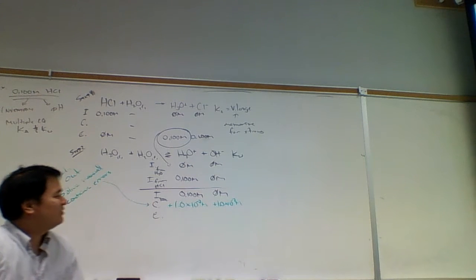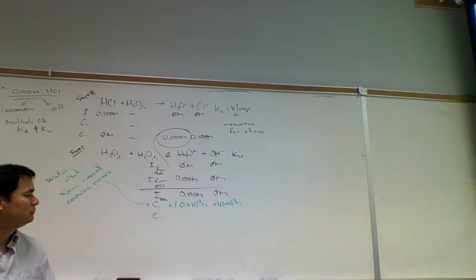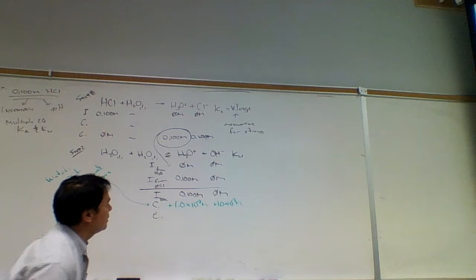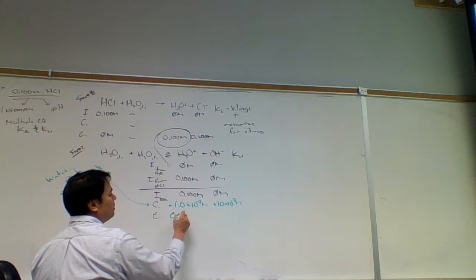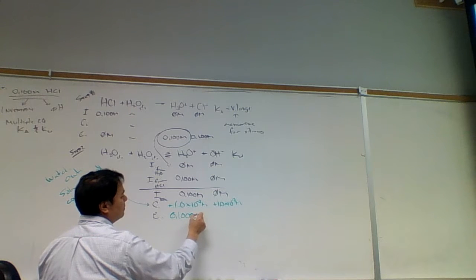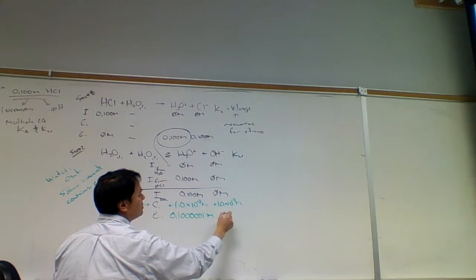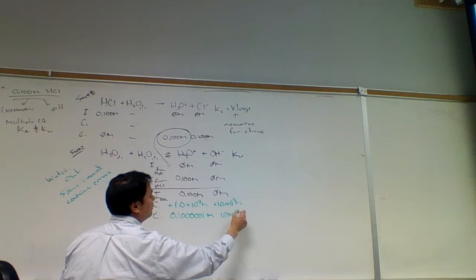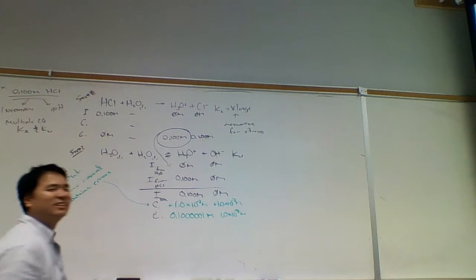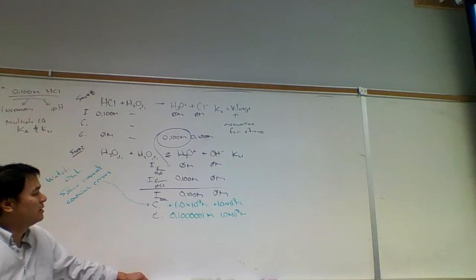But there's a problem with this, and what is that problem? And so what we're going to end up with here is 0.100, now I need 6 zeros, so 1, 2, 3, 4, 5, 6, and 1 molar, and 1.0 times 10 to the minus 7 molar. What is the problem with this? The problem with this is this.